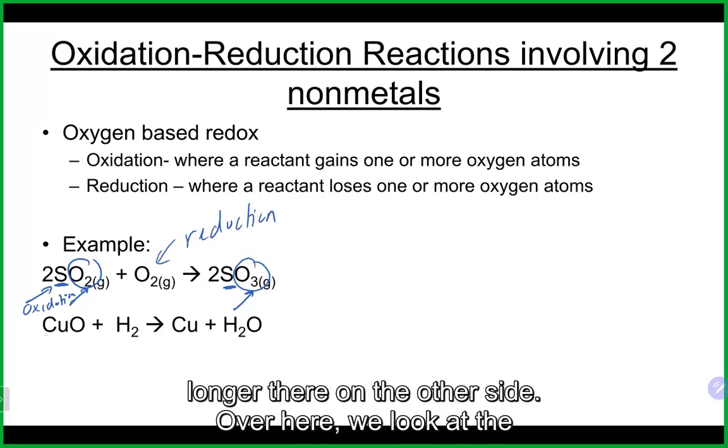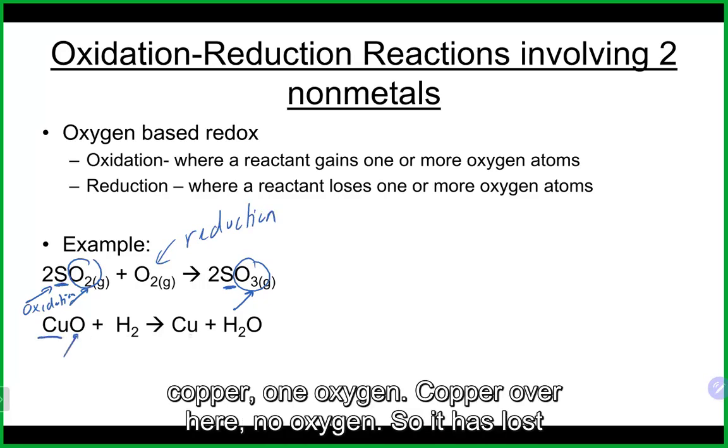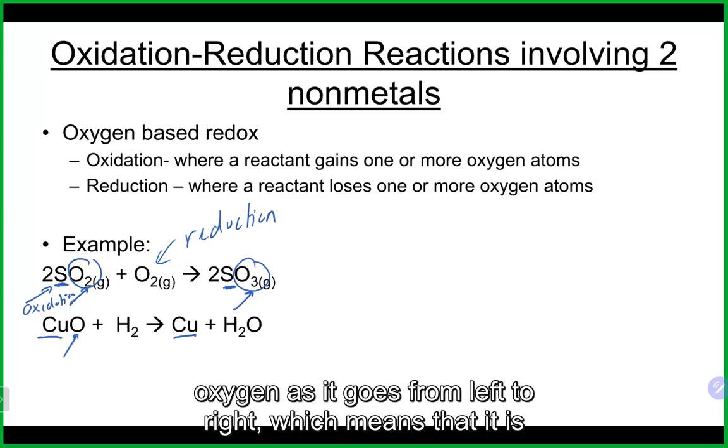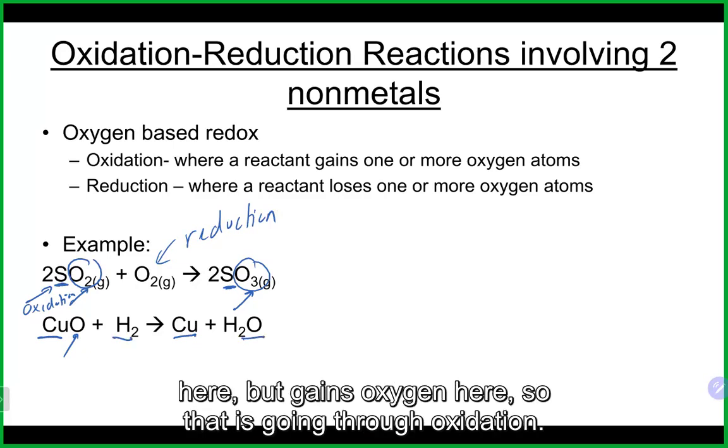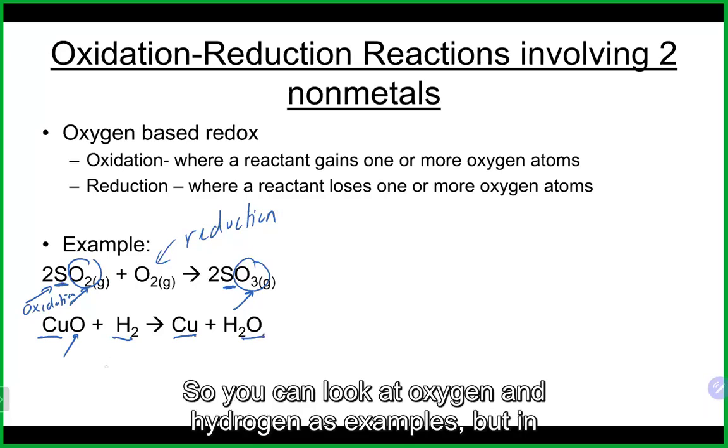Over here, we look at the copper: 1 oxygen, and copper over here, no oxygen. So it has lost oxygen as it goes from left to right, which means that it is going through reduction in this case. The hydrogen has no oxygen here, but gains oxygen here. So that is going through oxidation. So you can look at oxygen and hydrogen as examples.